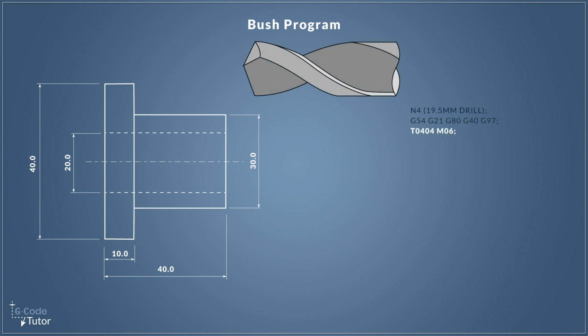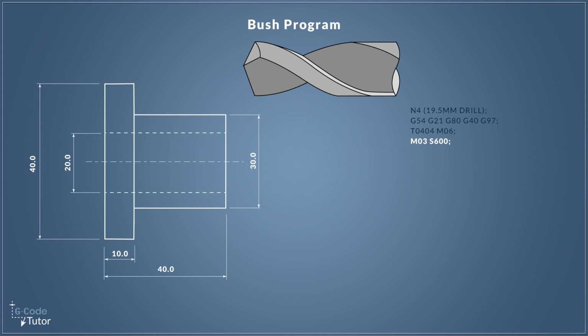Wow, our 19.5mm drill looks huge in comparison to the rest of this part. So T0404 selects our tool we wish to use and the geometry and offsets. And M06 turns the turret round to bring the tool on the center line of the machine. It's our tool change M code.